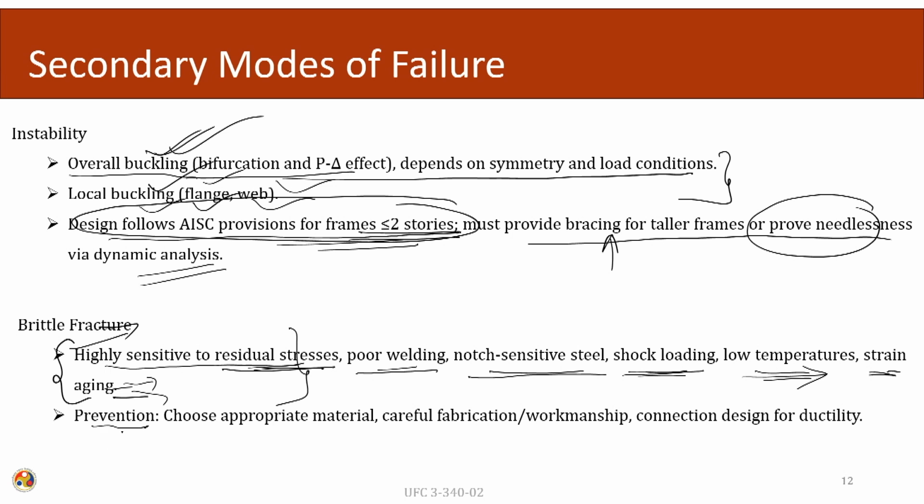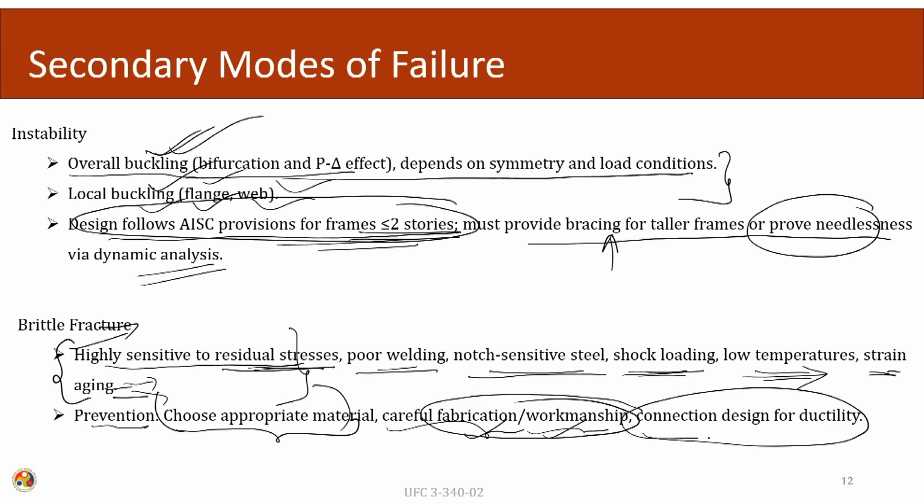So there is a need for prevention, so we need to choose the appropriate material so that this type of brittle failure mode is avoided. It needs careful fabrication, workmanship and fabrication. These are the key for a steel structure. So the workmanship and fabrication should be controlled to a greater extent, and all the connections should be designed for ensuring ductility.